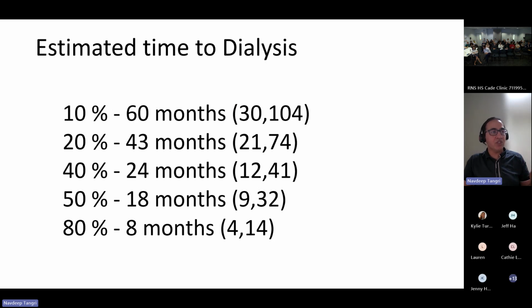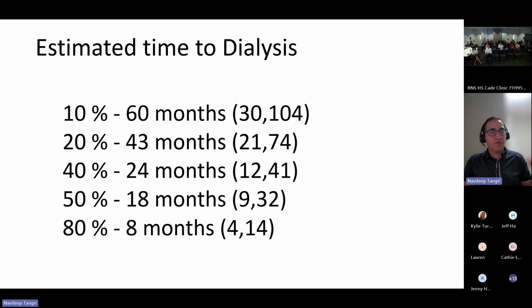If you set that threshold at 20%, it's 43 months, and this is the fistula threshold. If you take everybody at 40% or higher, at 24 months, half of them will be on dialysis with an interquartile range of 12 to 41. So that's kind of the right time to start talking to them about access and planning. If you think you can get an access in pretty quickly, you could probably go to 50%. And then your median is 18 months with an interquartile range of 9 to 32.